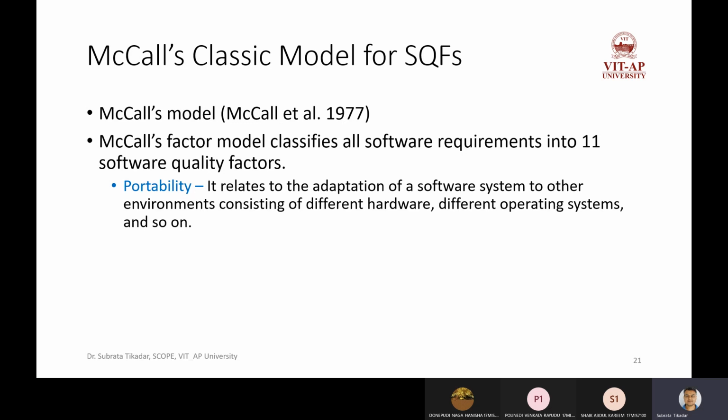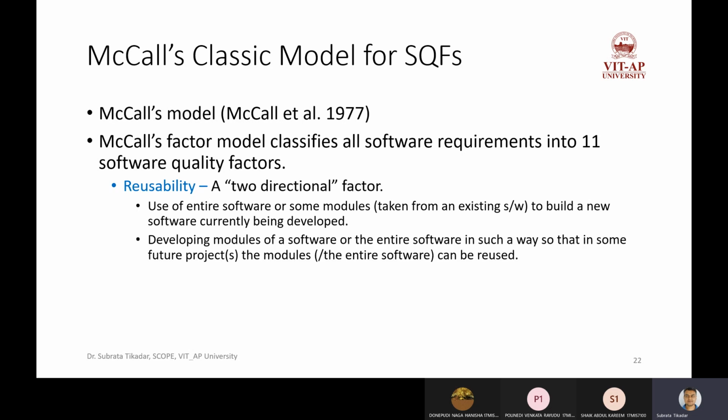Then portability. So portability relates to the application of the software system to other environments consisting of different hardware, different operating systems, and so on. So suppose you have built a system for Windows, so with some minor modification, you should be able to produce another version of that product or software system which runs on the Linux system. So these things are also considered to build a good quality software, and that's why this is another important factor, which is called portability.